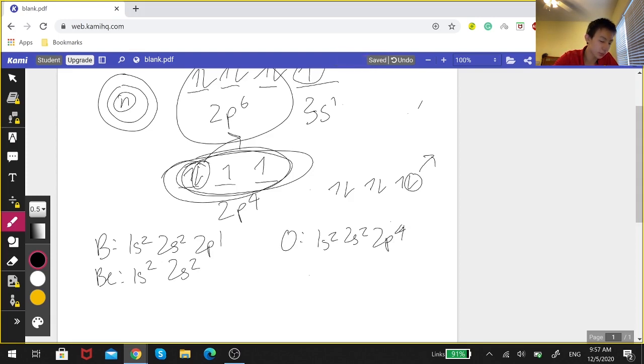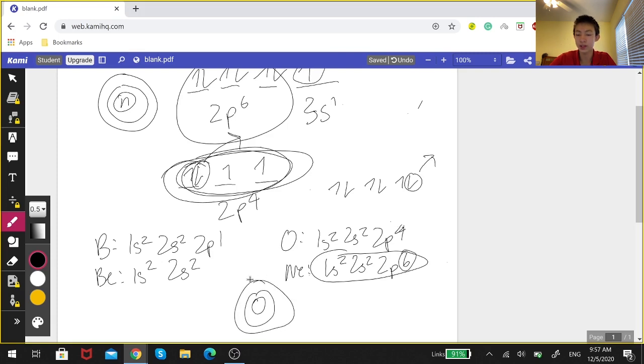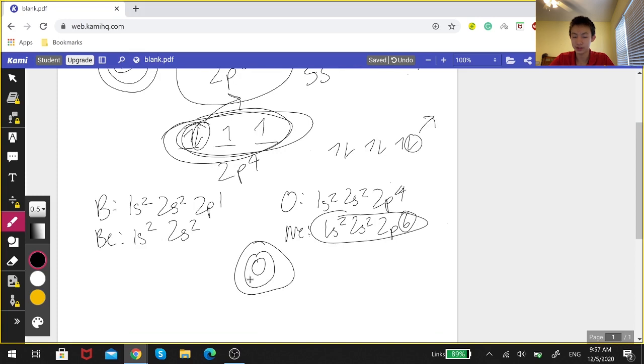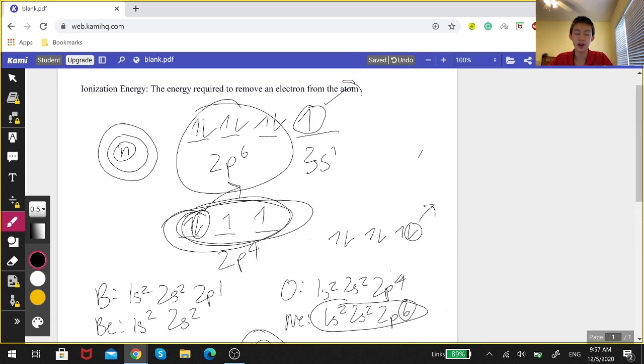Now let's look at something with 2p6, neon. 1s2, 2s2, 2p6. Over here it has 2p6, which is a full outer shell. The outer shell is full and it's very stable. So it doesn't want one of its electrons to be removed. So if you really want to remove them, the ionization energy will be very high since it has a full shell already. So that's basically the concept you need to understand about ionization energy.